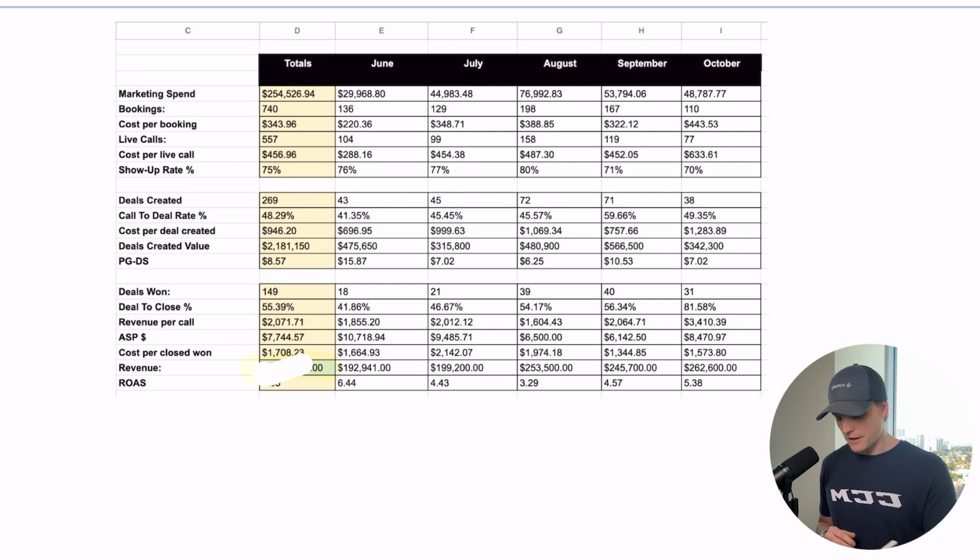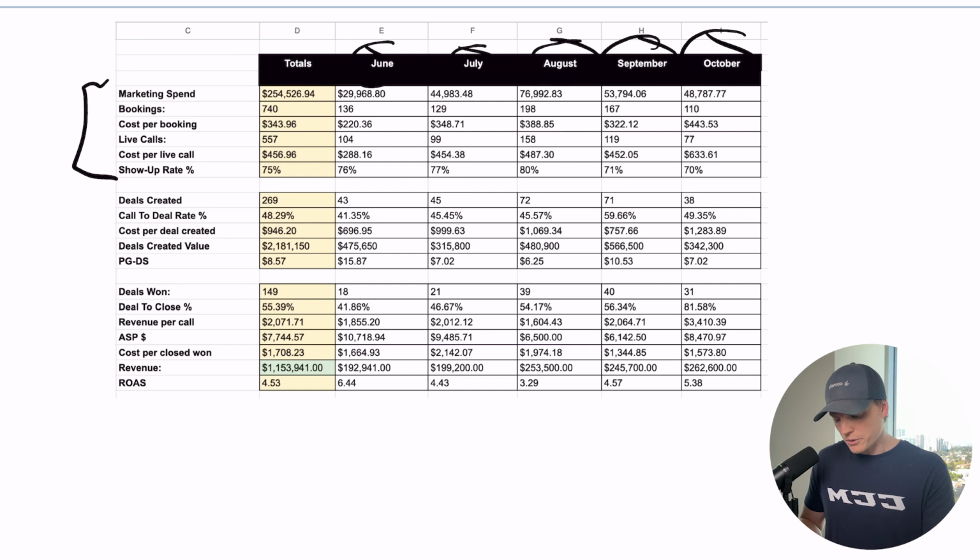So let's go ahead and start here. Let me get rid of this stuff. And what I want to do is basically start at the top here, okay? So this area up top. So you can pretty much see each month, June, July, August, September, October. June we spent 30 grand, July 44, August we scaled up to 76, September came down. So you can see for the most part, the spend was pretty consistent.